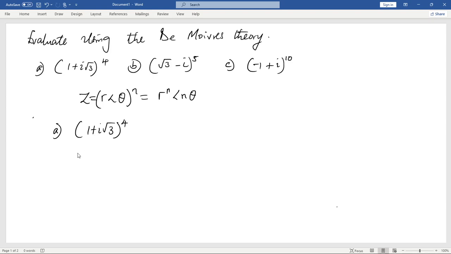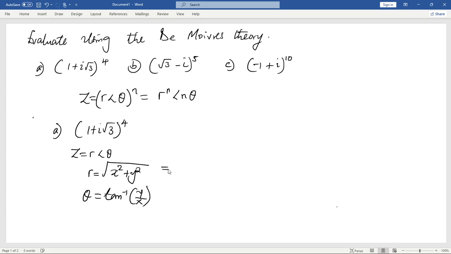So now, we know that a complex number in polar form is written like this. So we need to get the value of r and we need to get the value of theta. So r is simply equal to the square root of x squared plus y squared. Then theta is equal to tan inverse of y over x. Okay, so now if we look at this complex number inside the brackets, you'll notice that our x is 1, our y is the root of 3.